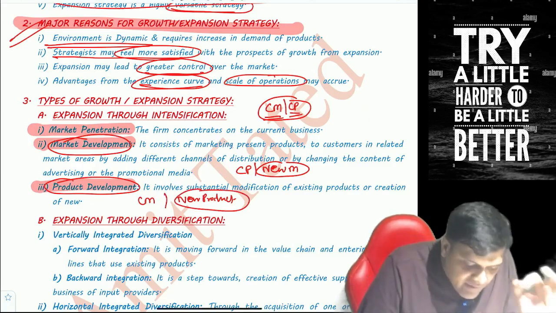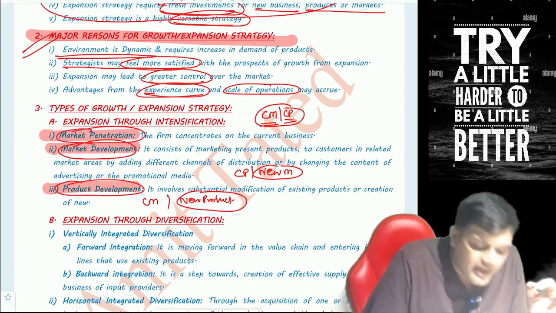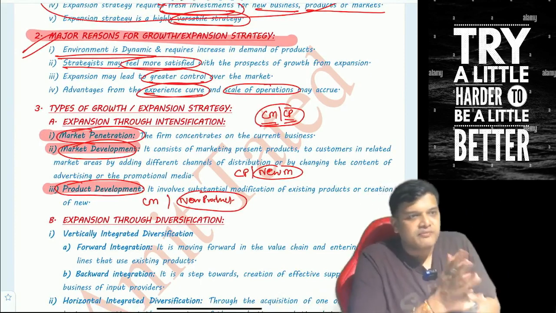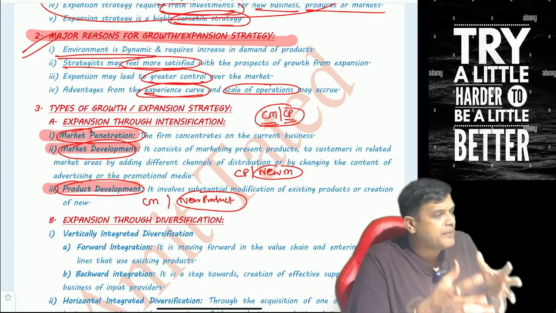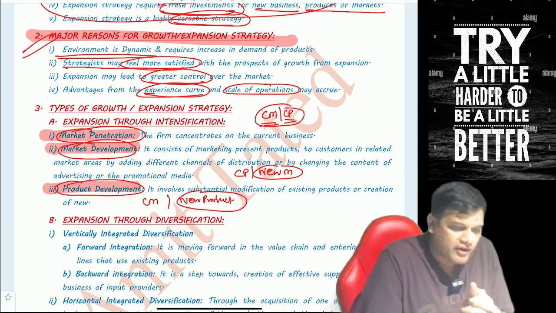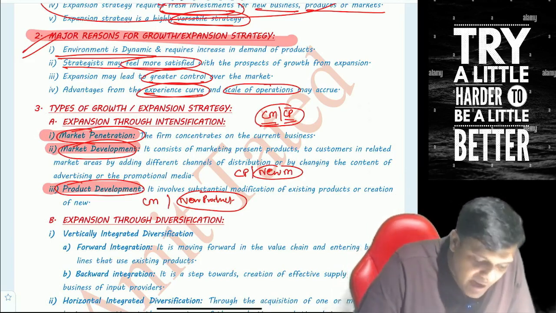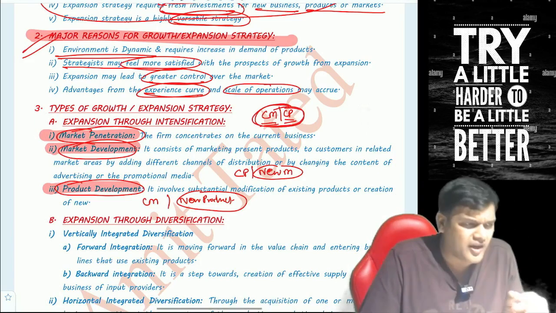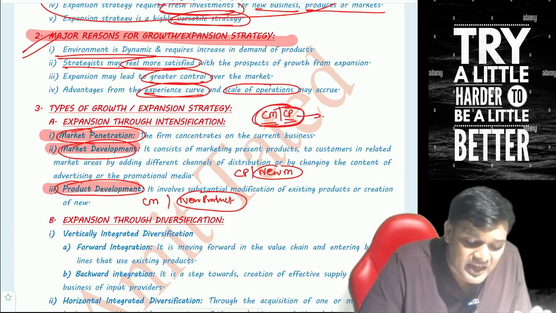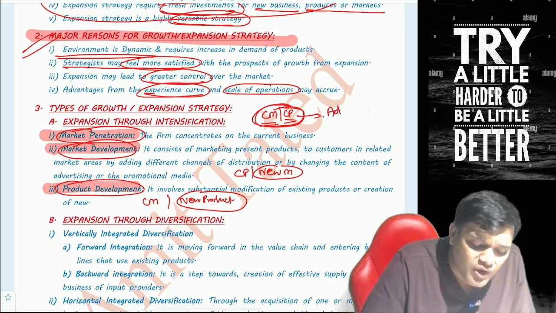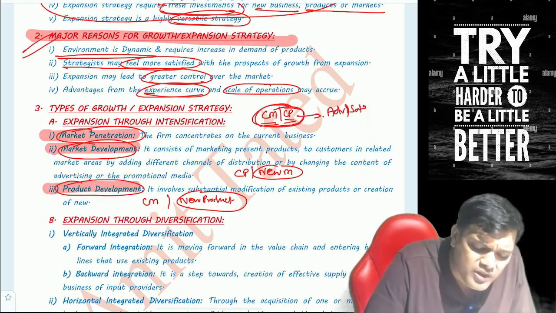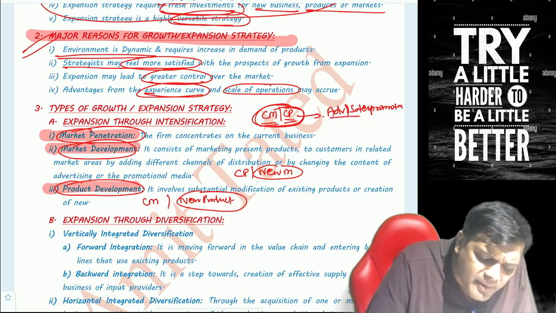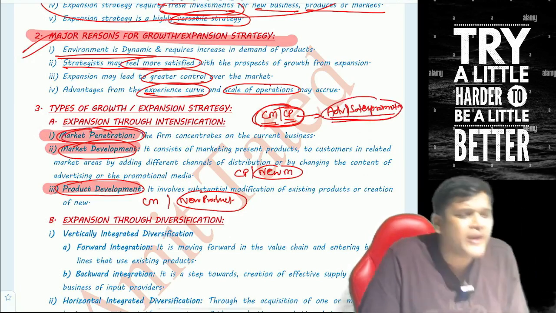Please understand, there are a total of 3 expansion strategies: market penetration, market development and product development. When I say market penetration, it means I am in the current market with the current product. So how will I penetrate the market? Advertise, give sales promotion, whatever you have to give, bring business and increase market share.